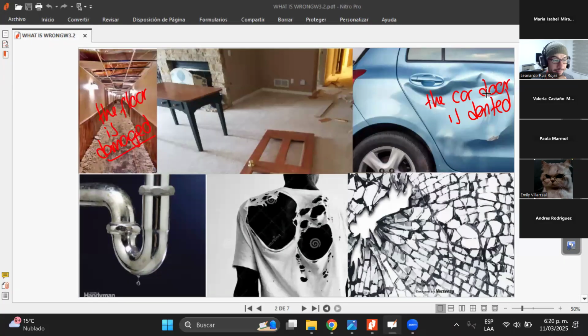The door is basically broken. Completely true. The door is broken. Good. What else?